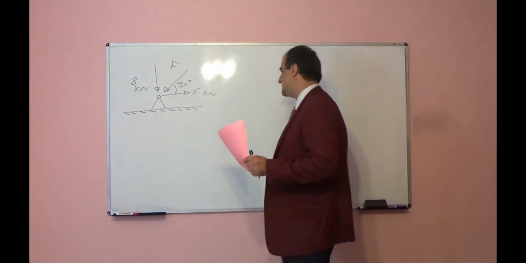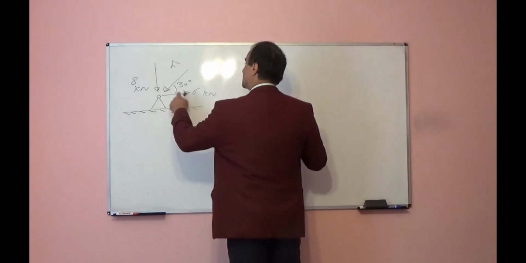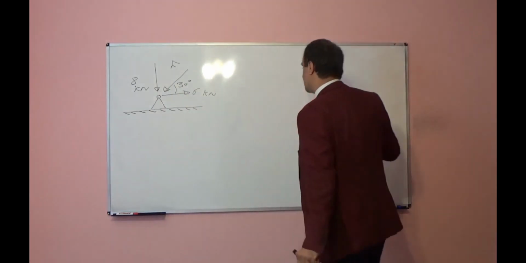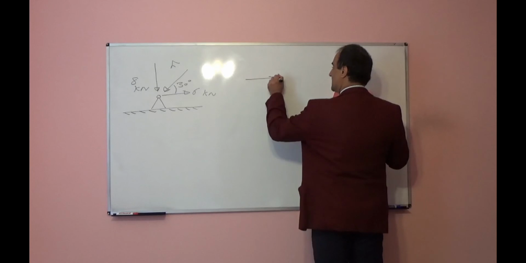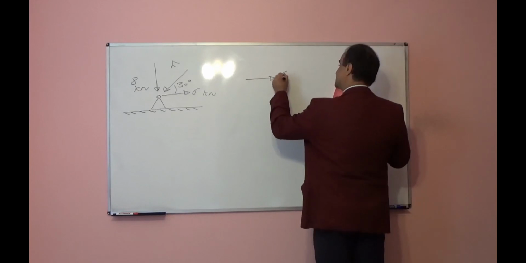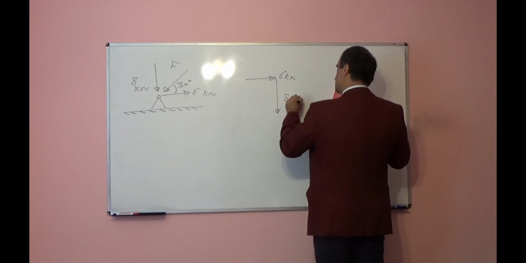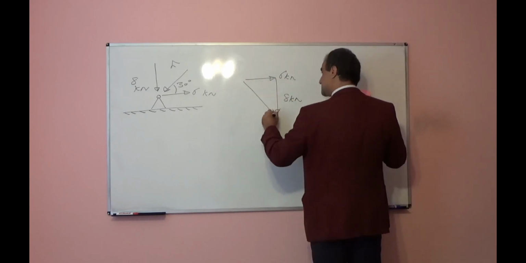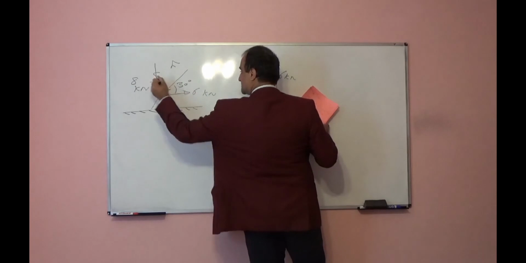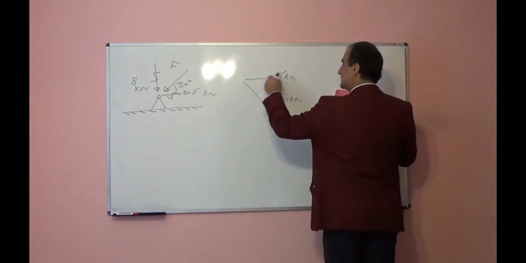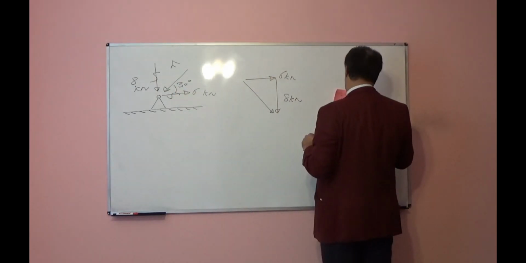So let's see, if I find the resultant for 6 and 8, what is the resultant force? From triangle rule, this is 6 kilonewton, and this will be 8 kilonewton. The resultant force for these two forces I can find using this triangle.